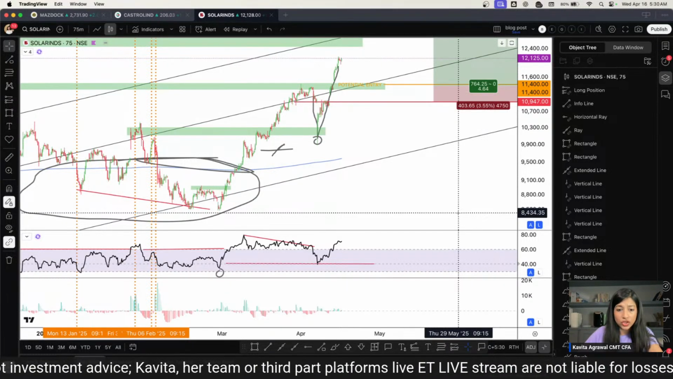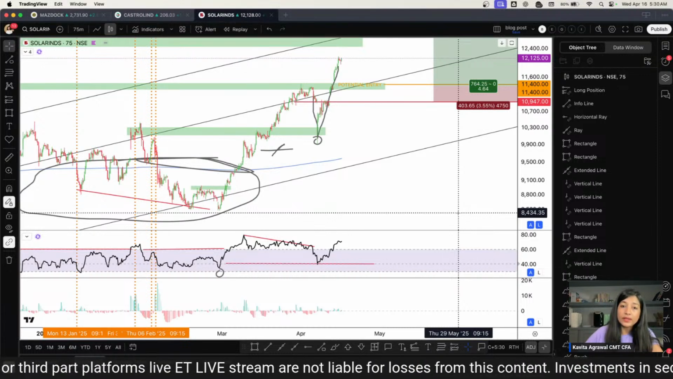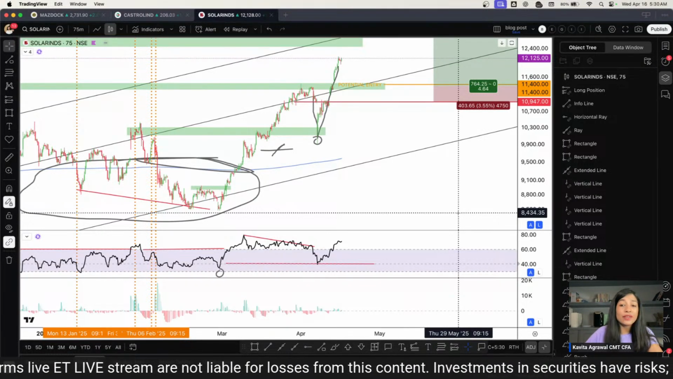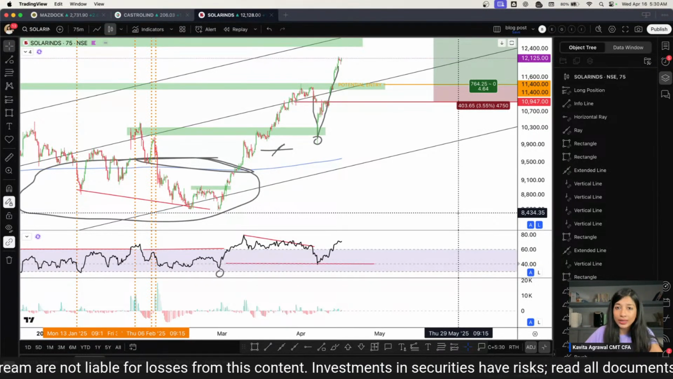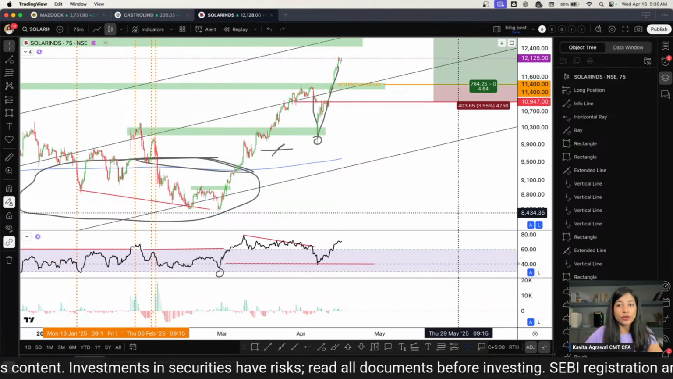I can see there's a suggestion for GRSE, a suggestion for TCS. After the session, I will look at those stocks, and if I see potential or something concrete worth discussing, then I will pick up the stock for the discussion on Friday.